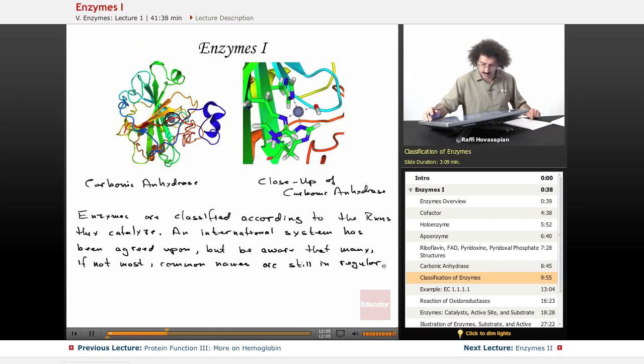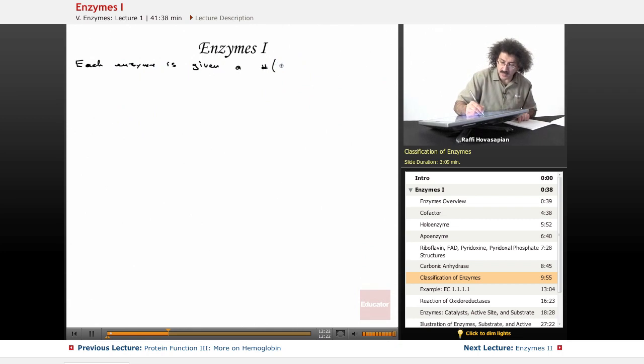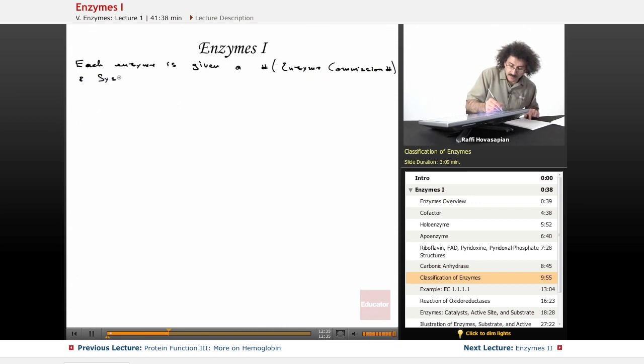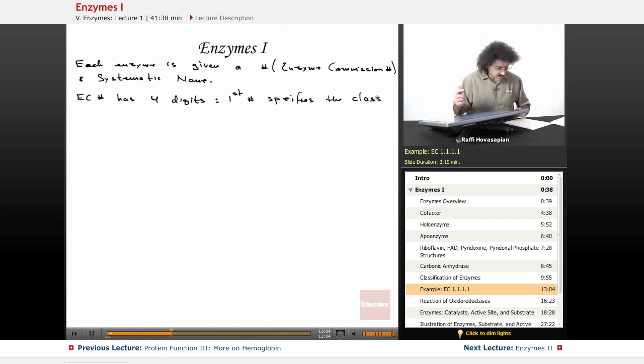So let's go ahead and move on to this. Each enzyme is given a number. It's called the enzyme commission number, and a systematic name. So it's given both a number and a name. Now, the EC number has 4 digits. The first number specifies the class of the enzyme. There are 6 classes.